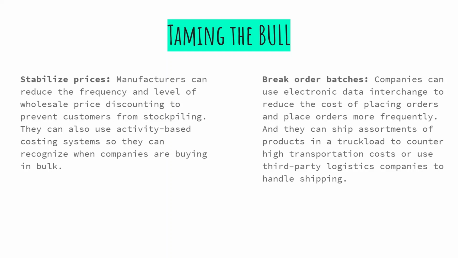To prevent the bullwhip effect arising from order batching, companies can use electronic data interchange to reduce the cost of placing orders and place orders more frequently. The companies can also ship assortments of products in a truckload to counter high transportation costs or use third-party logistics companies to handle shipping.